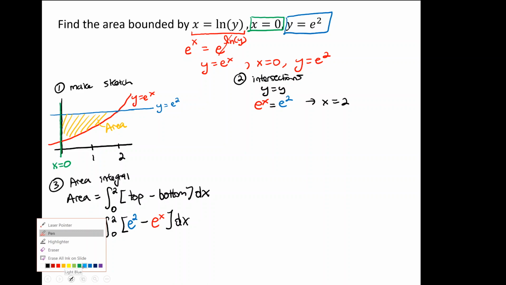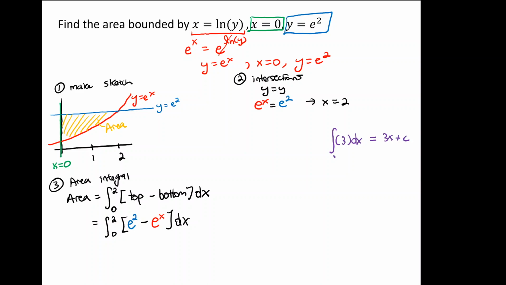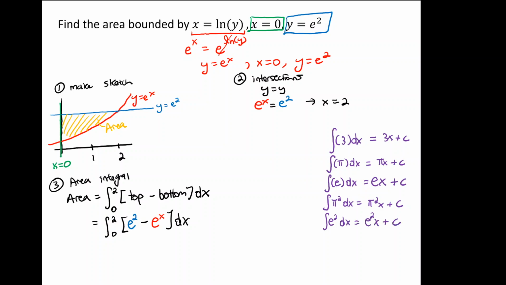All right. Now, I'm going to write something down just temporarily. What is the antiderivative of 3? That means what do you take the derivative of to get 3? And the answer is 3x plus c. What is the antiderivative of pi? What do you take the derivative of to get pi? Well, the answer is pi times x plus c. What's the antiderivative of e? That's just e times x plus c. What's the antiderivative of, let's say, pi squared? It's pi squared times x plus c. So pi is a constant, pi squared is a constant. Okay, the antiderivative of e squared is just e squared times x plus c.